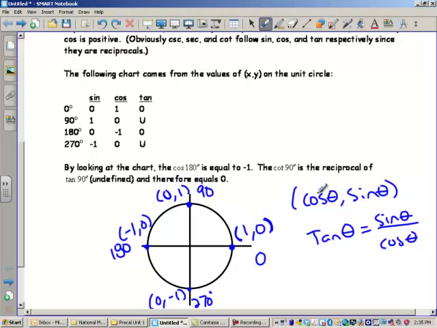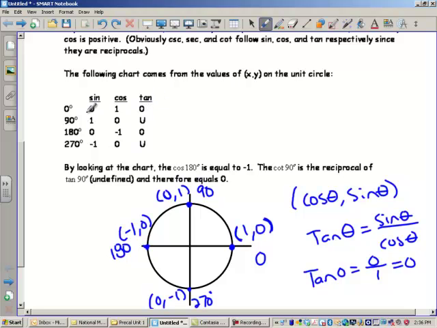The first number is the cosine. The x value is the cosine. The y value is your sine. So if you want the sine of 0, go to 0 degrees, look at your ordered pair. The sine is the second number. It's 0. What about the cosine of 0 degrees? Well, the cosine is the first number of this ordered pair, and it's 1. Now, tangent is 0 because tangent would be sine divided by cosine. 0 divided by 1 is just 0.